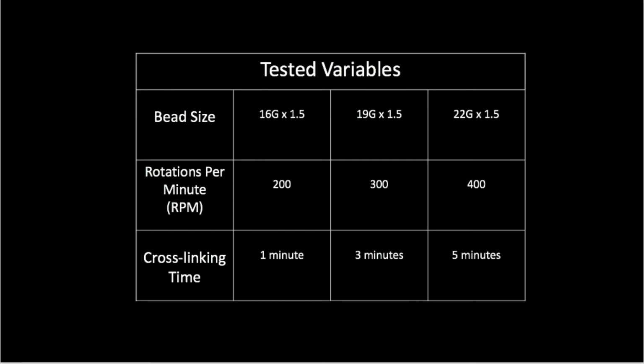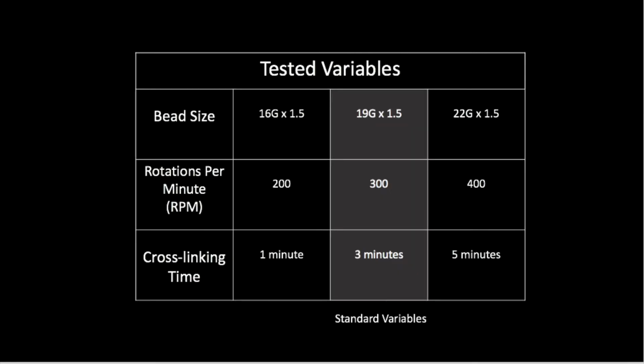For example, the size of the bead, the temperature of the water bath, the alginate concentration, the mixing speed, and the cross-linking time. The bead sizes chosen were based on the availability of syringes in the lab and are small, medium, and large. The mixing speeds chosen were 200, 300, and 400 revolutions per minute, and the cross-linking time was 1, 3, and 5 minutes. When these variables were not being changed, the following were being held constant: the medium syringe size, or 19G x 1.5, 300 revolutions per minute, and 3 minutes.